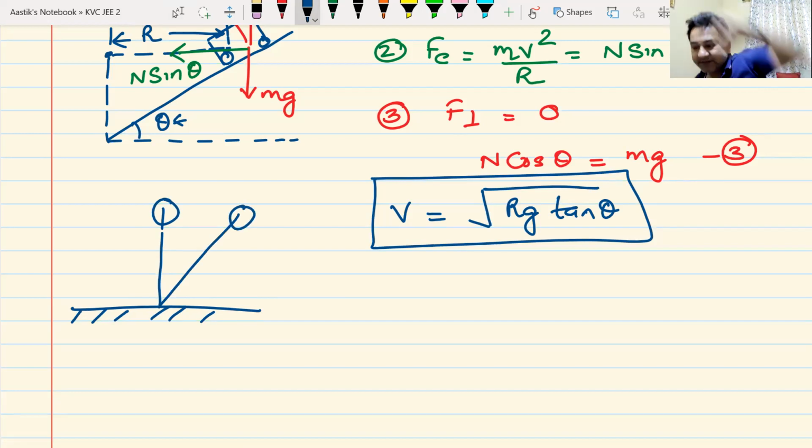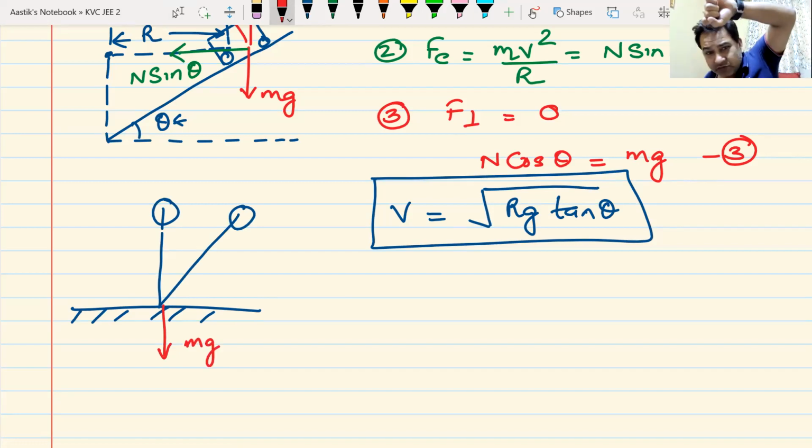If he turns himself like this, what happens? His weight is still downwards. The weight is still downwards when he's bending like this, but his normal reaction goes in this direction. Do we understand this? Yes or no?